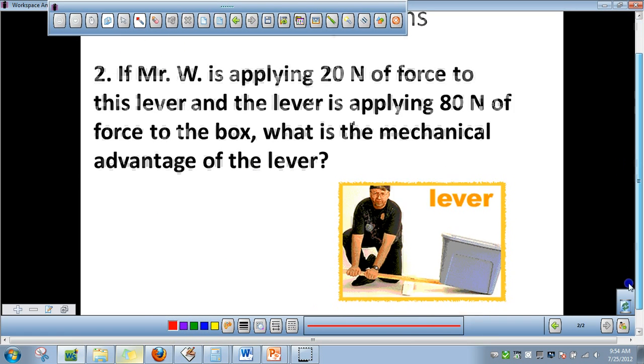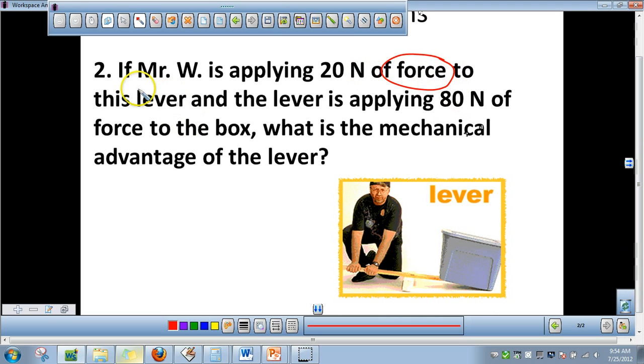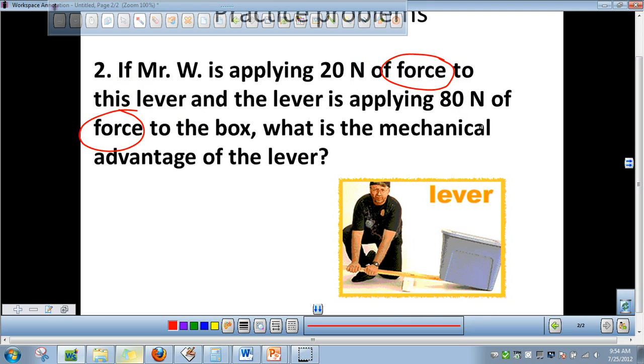So it says here that we're dealing with force. That should give you a clue as to which equation you need to use. We only have one equation that has force in it, and that is going to be output force divided by input force. The output force is done by the machine. This is the FO. The input force, we said, is done by you. That's the FI.